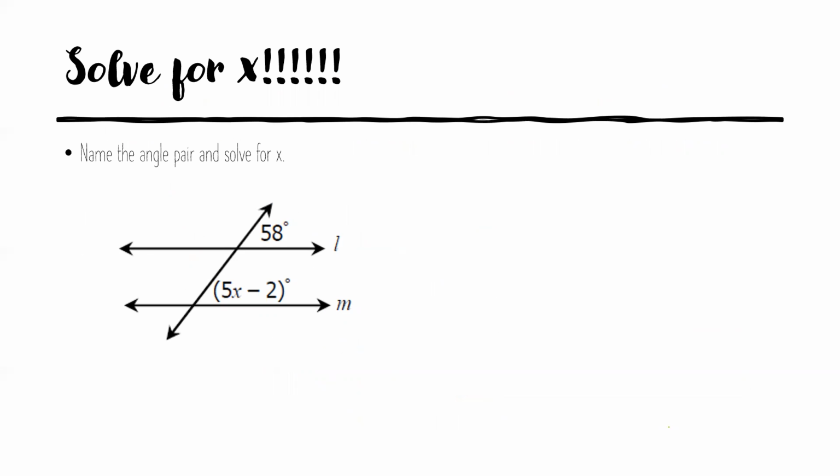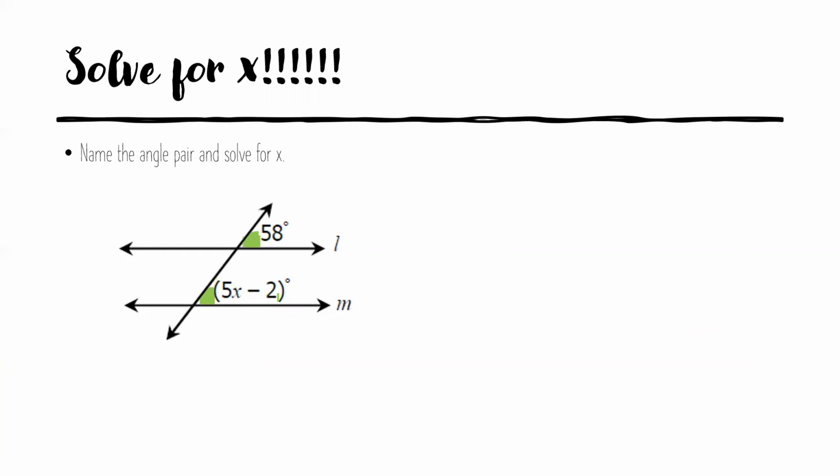So they're giving me here this figure, right? And these two lines are parallel and they're cut by a transversal, and they're telling me to name the angle pair and to solve for x. And so automatically I can see here, they're telling me that this angle is 58 degrees, and that this angle here is 5x minus 2 degrees.